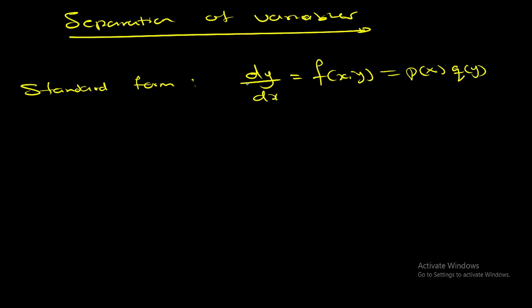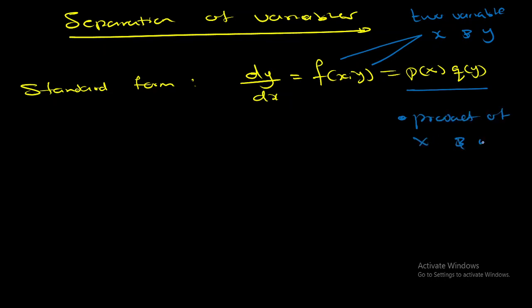You have your standard form as dy over dx, which equals f of x,y. F of x,y simply means we're dealing with a function of two variables. As we can see from the notation, we'll be dealing with x and y. So basically we'll be solving for x and y in the same equation. And our function can either be a product of x and y, or it can be a quotient or a division of two functions.